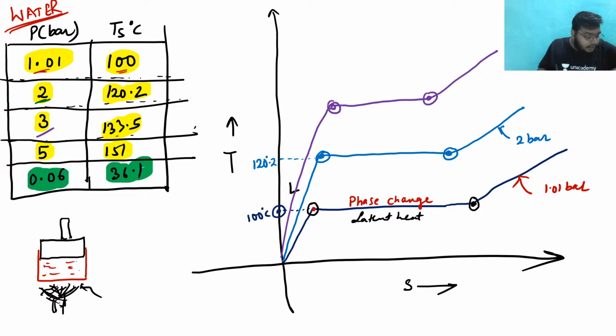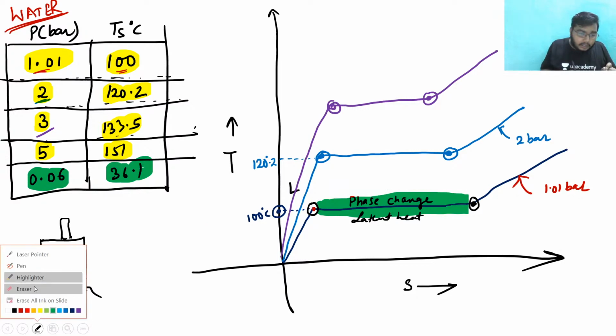Now see what you can see from here. What you can see from here is this. Try to understand. When I had 1.01 bar, 1.01 bar was there, and 100 degrees Celsius was the boiling temperature. At this point, this much amount of latent heat was required. Clear? This much amount of latent heat is required.